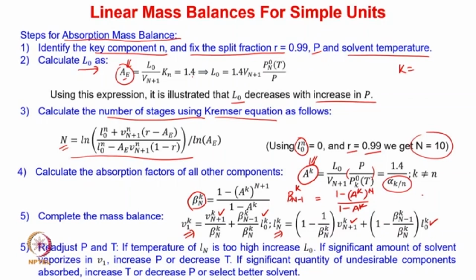The output from the nth stage will be the molar flow rate of the vapor coming out from the absorption unit, that will be given by Vk with respect to the component K. Similarly, the molar flow rate of the kth component in the liquid from the nth stage will be this. So both these outputs from the absorption unit we can calculate by using the inputs. These are the inputs.